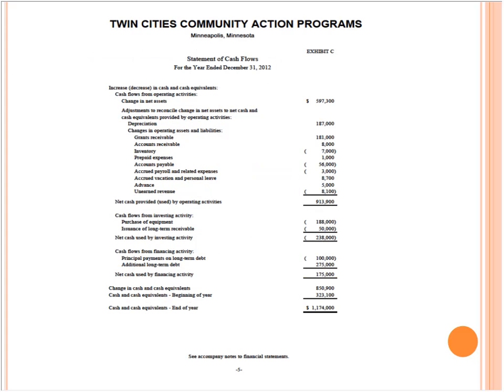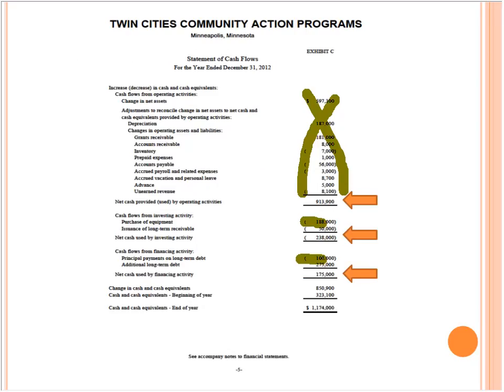If we look at this statement, you will find those three components where the orange arrows are on your screen right now. And really, it's not so much the detail that's important here as it is those subtotals. In other words, if we have a positive net cash provided by operating activities, it means that we're generating cash by conducting our operations. Having a negative for investing activities means that we're actually putting money back into our organization. We're investing in our organization and can be considered a good thing.